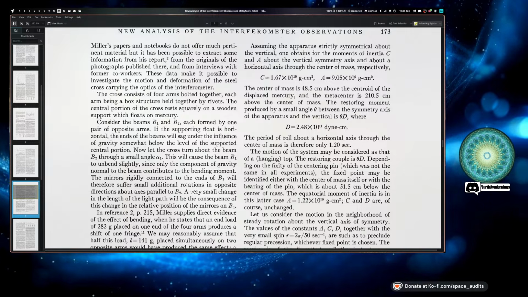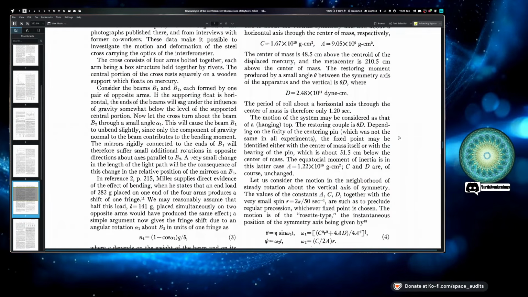Does he quantify this? Hell no. Is it significant? Who knows?